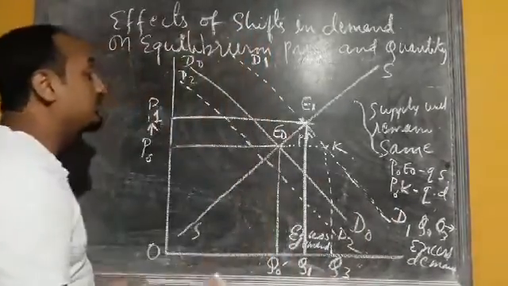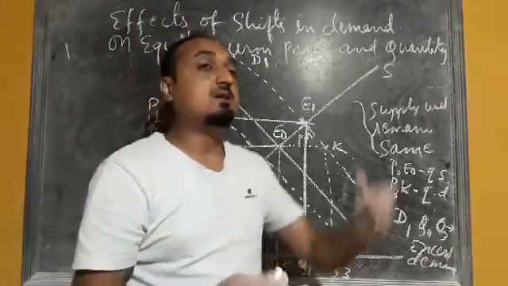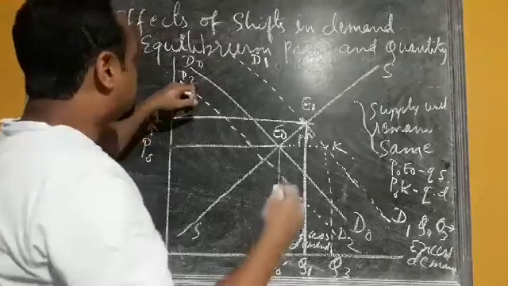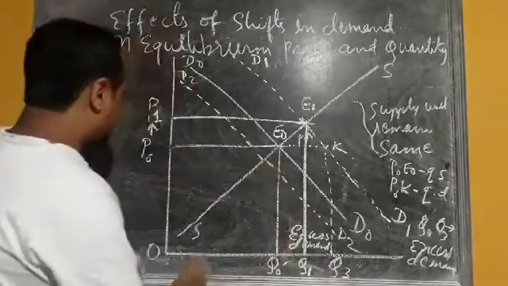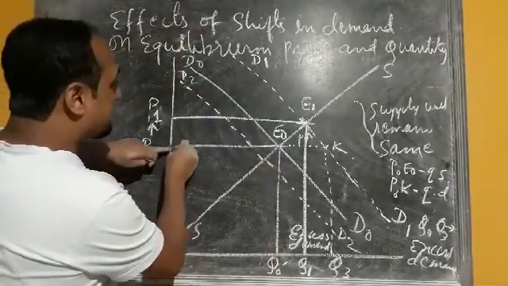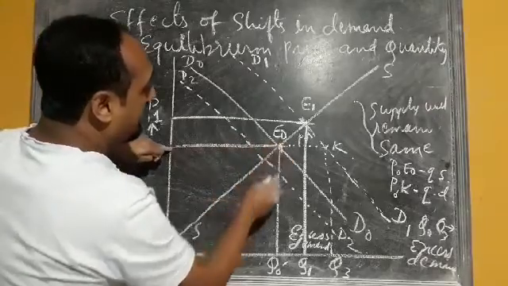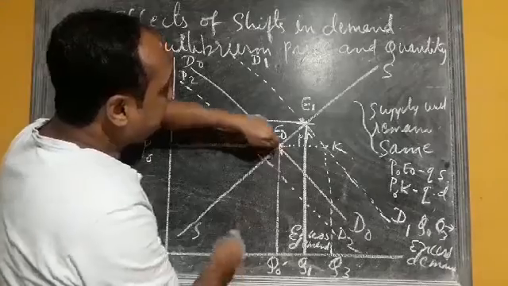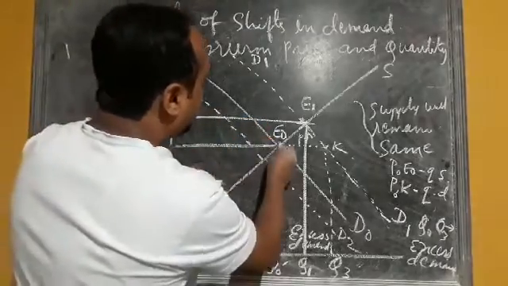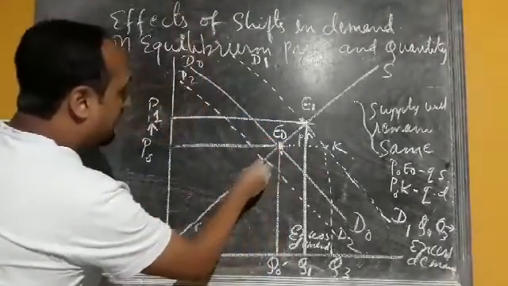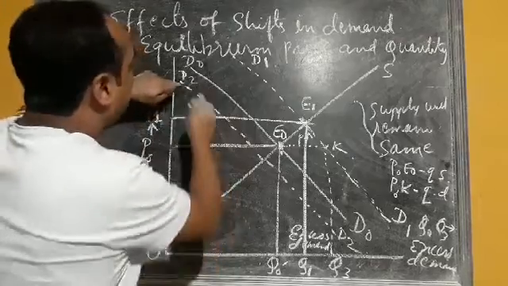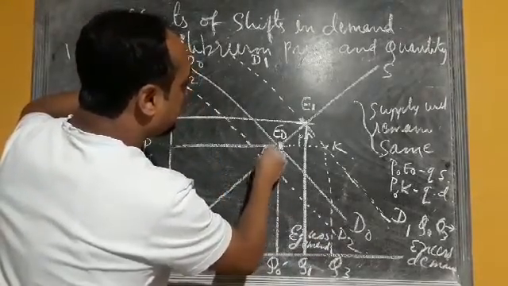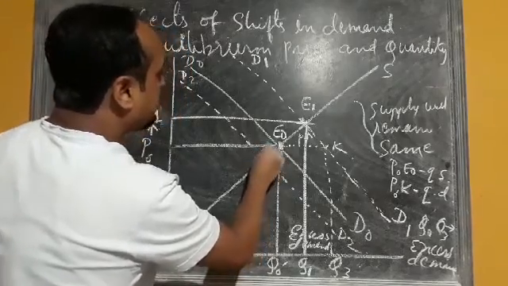Now we are going to discuss the second case, where the demand is decreasing, and when demand decreases, it shifts towards the left. If you see, at the initial price there is an excess supply here. If you see this new demand curve and the supply curve, they intersect each other at point E2. So E2 is the equilibrium point.